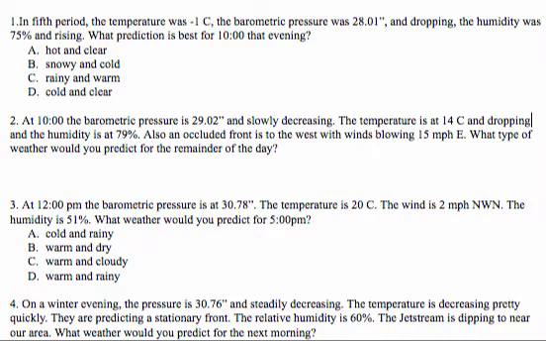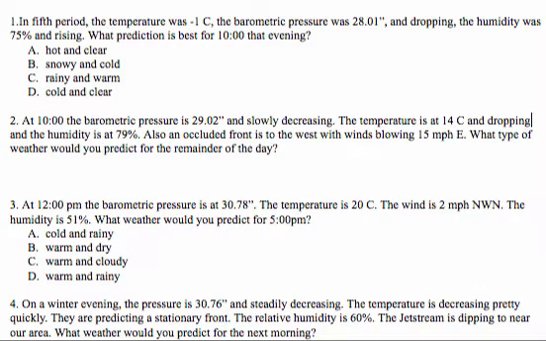Let's look at number 3. At 12 o'clock, the barometric pressure is 30.78. The temperature is 20 degrees Celsius, and the wind is 2 miles per hour northwest-north. The humidity is at 51%. What weather would you predict for 5 p.m.?